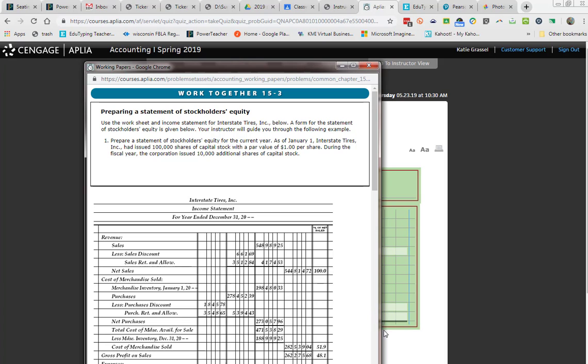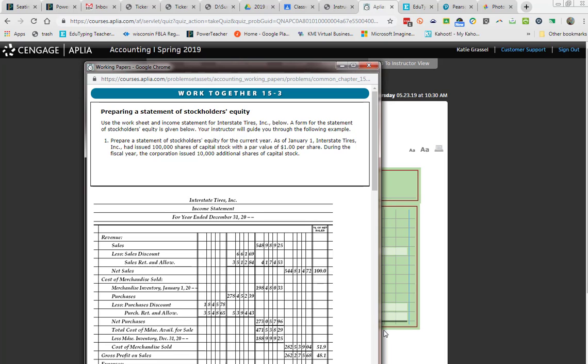It says, prepare a statement of stockholders' equity for the current year. As of January 1st, so we're preparing this on December 31st, but they're saying on January 1st, they had issued 100,000 shares of capital stock. But as you recall and work together, how many shares of stock were issued in that example? 110. It's the same business. So we have to talk about something there. And they were issued with a par value of $1 per share.